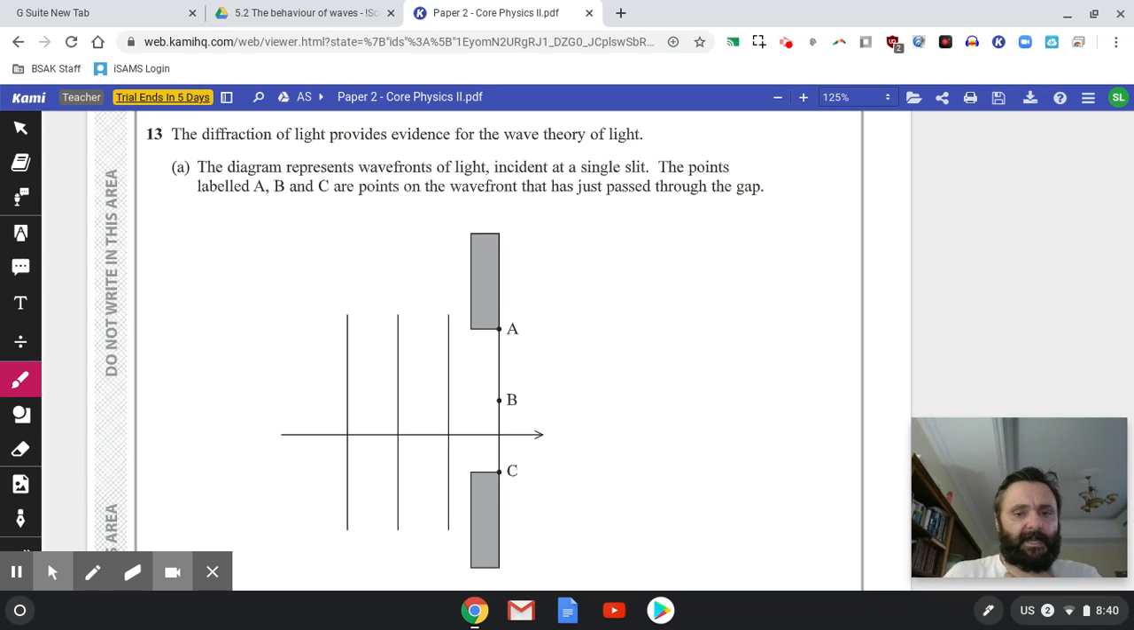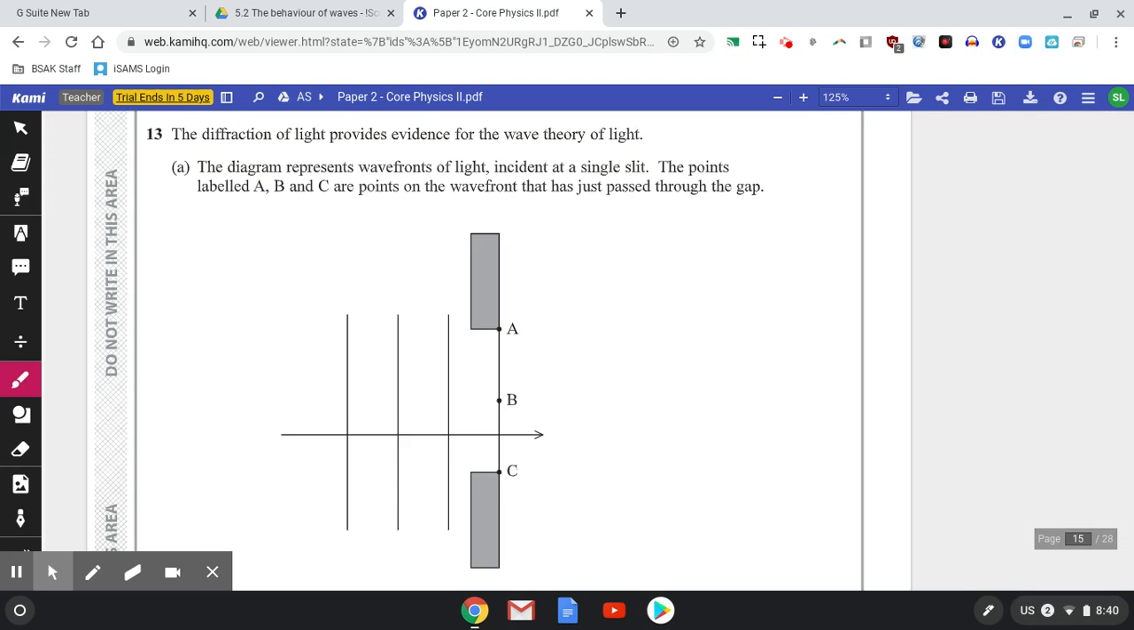Right, question 13. This is the diffraction grating question. But first, it wants us to basically look at and be able to explain diffraction using the Huygens principle. Right, so basically, this is your standard diffraction diagram. We have plane wavefronts hitting a gap.